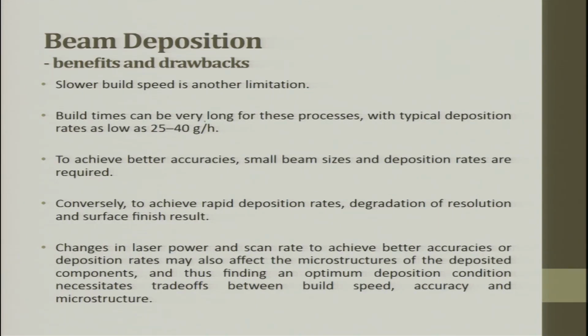The benefits and the drawbacks: slower build speed is another limitation. Building time can be very long for these processes, 25 to 40 grams per hour. To achieve better accuracy, small beam size and small deposition rates are required. Conversely, to achieve rapid solidification rate, degradation of the resolution and the surface finish results. Changing the laser power and scanning rates to achieve better accuracies and deposition rates may also affect the microstructure of the deposited component, and thus finding an optimum deposition condition necessitates a trade-off between the build speed, accuracy and the microstructure.